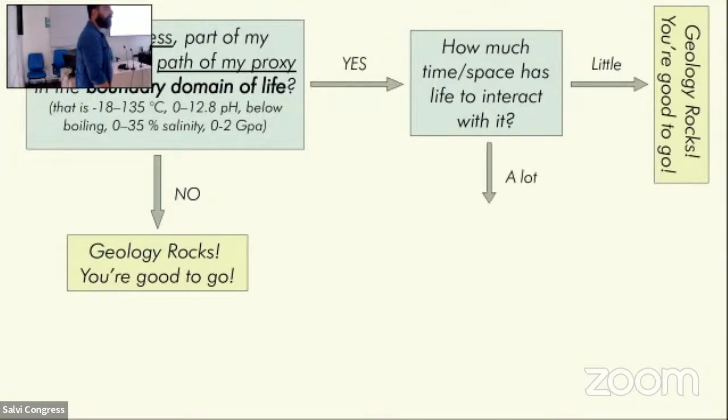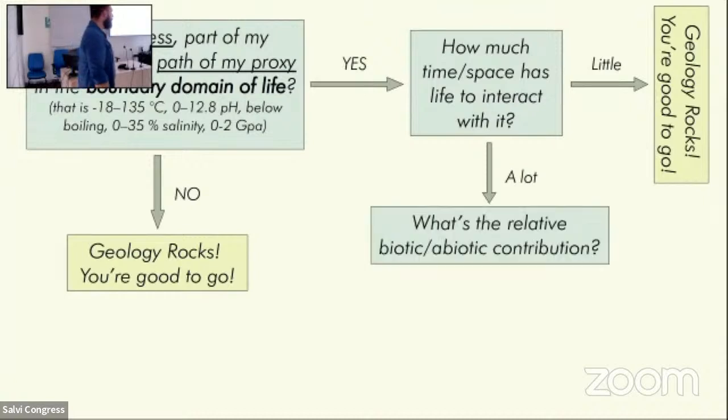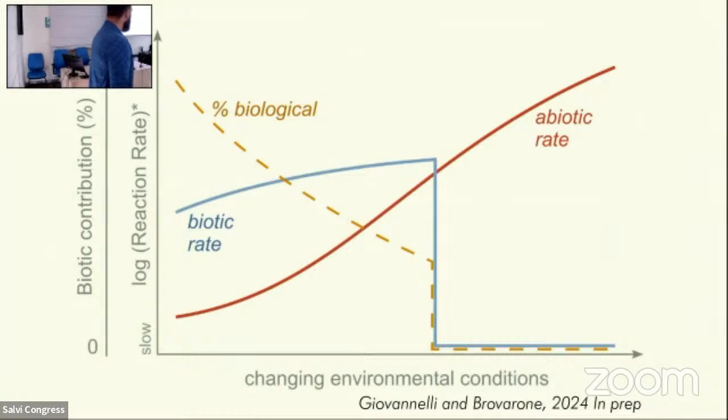But if the answer is a lot of time or space, the next question becomes, okay, biology might be doing it. What's the relative contribution of biotic to abiotic processes? We go back to this, right? So we are in the boundary domain of life. There is time for life to interact with the process. How much is it going to interact under my condition? Should I worry about the abiotic reaction of hydrogen with the rocks? Or should I worry about the biological interaction of life, hydrogen, and rocks? Which one of the two?